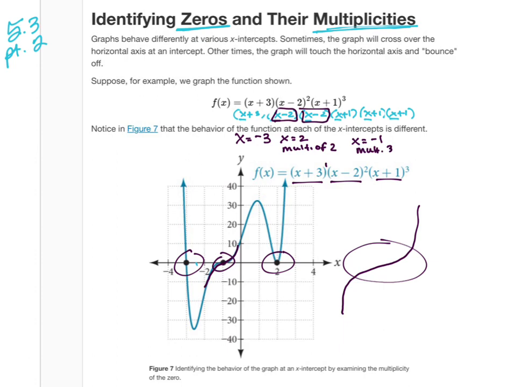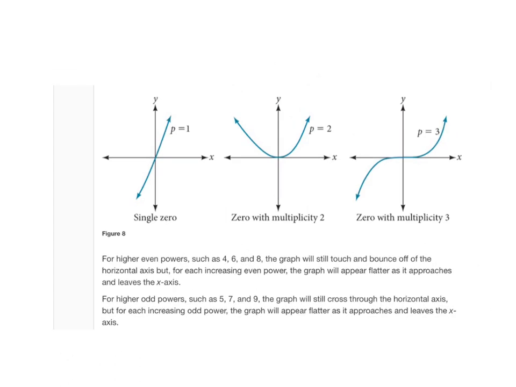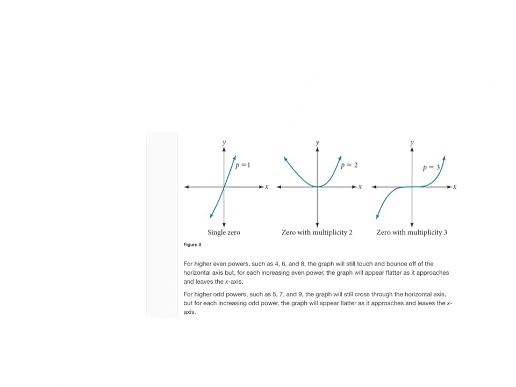If it's multiplicity greater than 2, but still even, it's going to be pretty flat as it comes through. Okay, but it's still going to bounce. So even multiplicities bounce. Odd multiplicities go through. 1 crosses in a line. Anything else is going to flatten out as it approaches. Good? So I'm about to draw or put up here a picture that you can write in your notes.